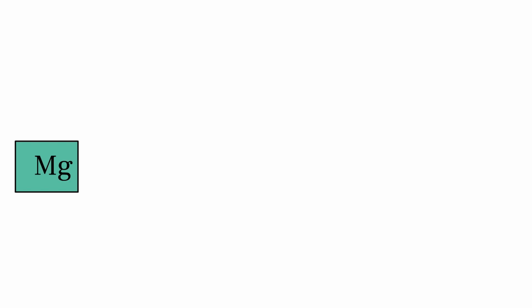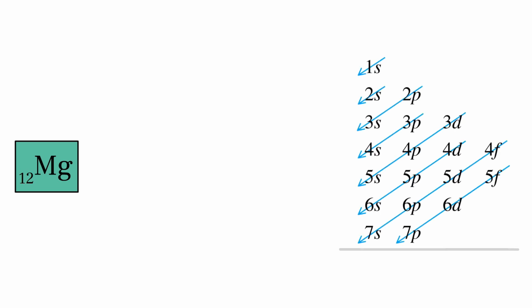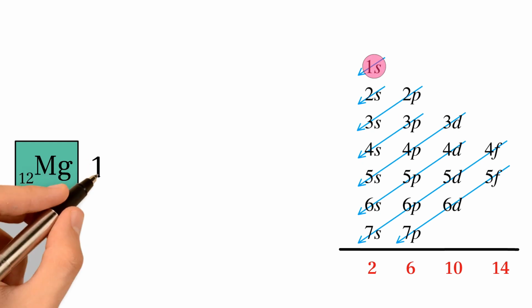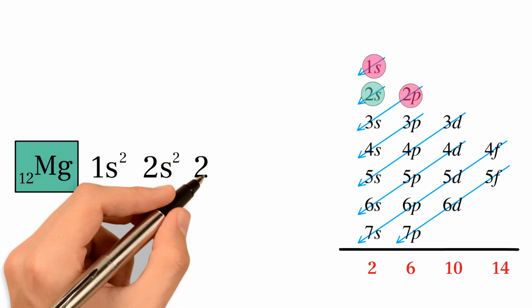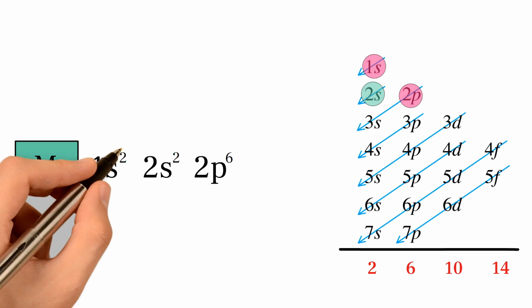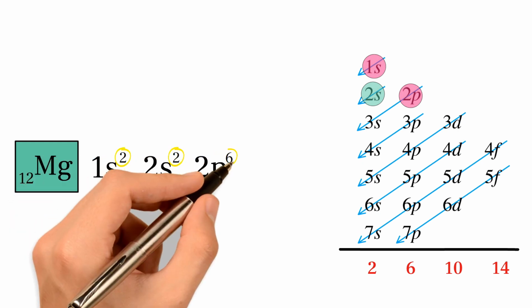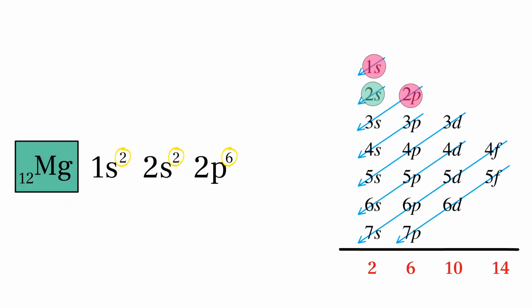Another example is magnesium. Its atomic number is 12. We will start with the 1s2, 2s2, then 2p6. As we see, we distribute 10 electrons and 2 electrons are left of the 12. So we will add them all to the 3s sublevel.